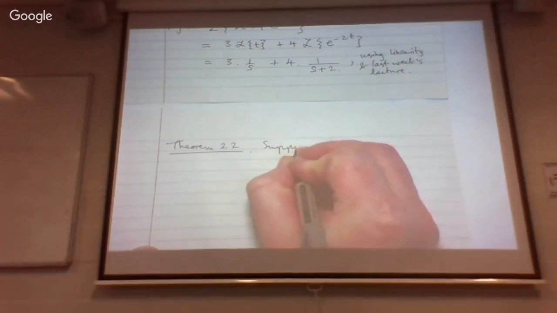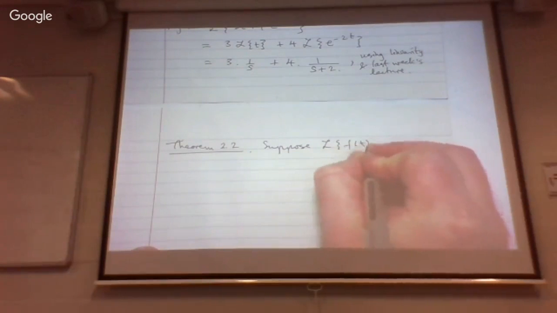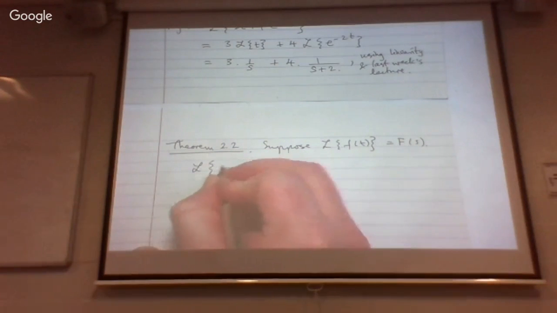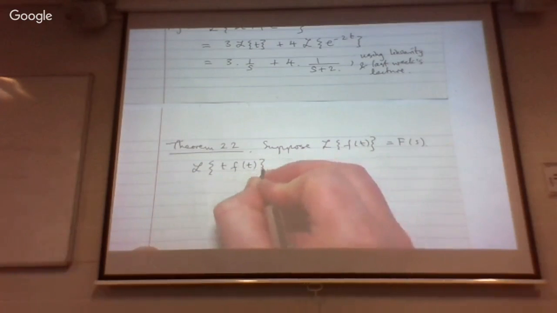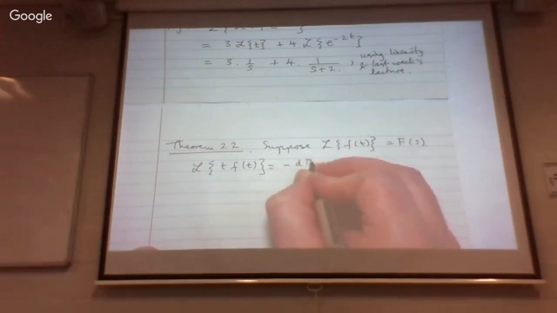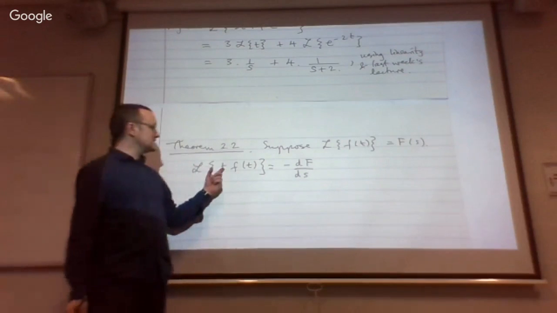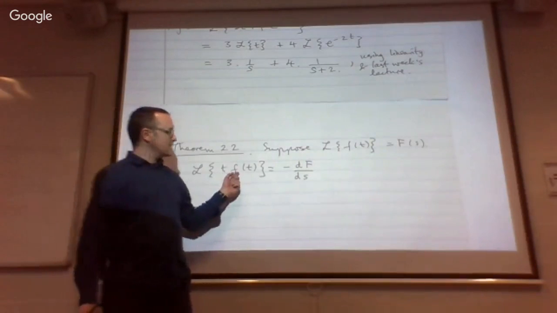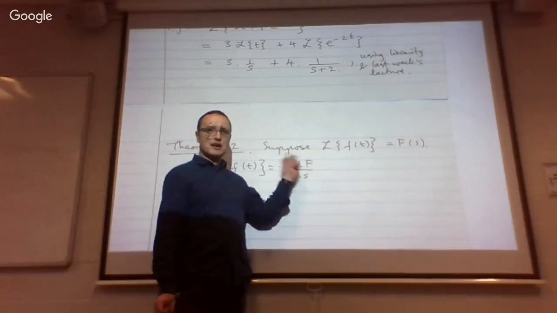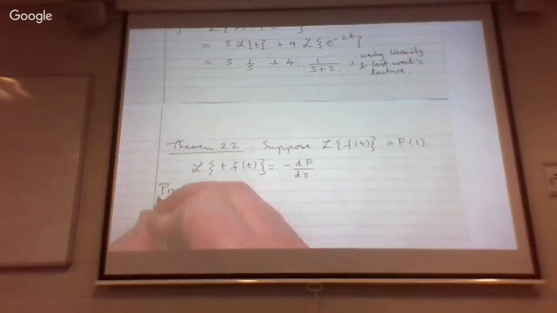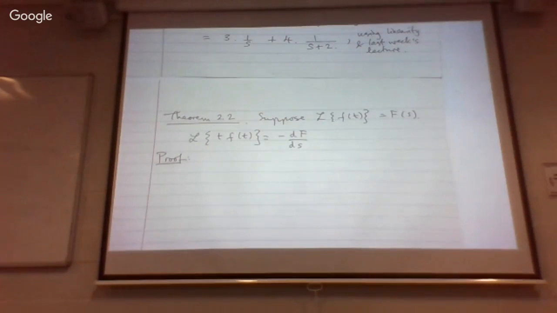So here we're supposing that the Laplace transform of a function little f of t is capital F of s. And then this says that if you take the Laplace transform of t times f of t, that's the same as taking the negative derivative of the transform with respect to the variable that the transform has, s. So multiplying by t on the original function side is the same as taking the negative derivative of the function capital F on the Laplace transform side. Okay, we'll prove this from right to left.